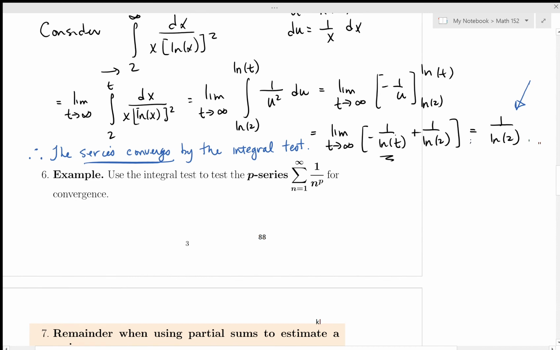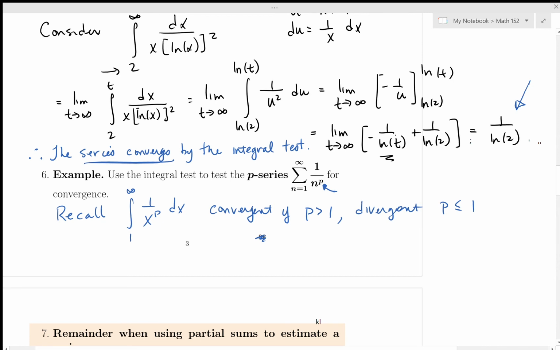Okay, so here's: use the integral test to test the p-series for convergence. This is called a p-series because we have 1 over n to the p. We had the same thing when we were doing the integrals. Recall this integral from 1 to infinity of 1 over x to the p dx, and that was convergent if p was bigger than 1, and it was divergent otherwise, p less than or equal to 1.